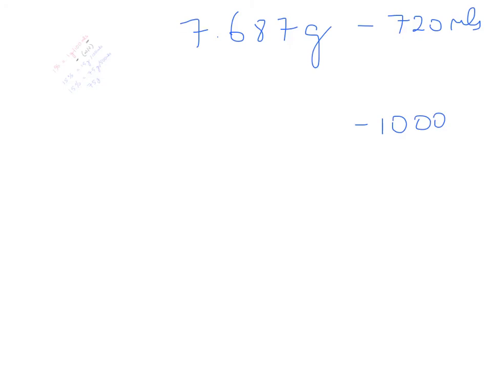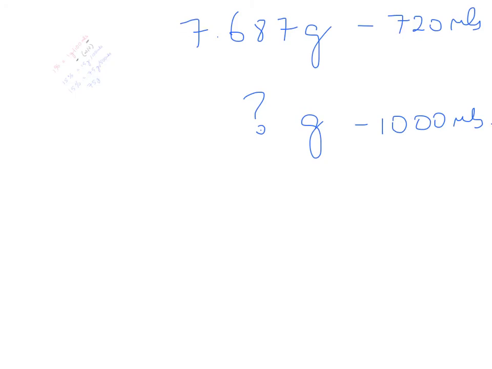So question 10: a solution was made by dissolving, so I'm going to write it down as I read it, 7.687 grams of substance X, and that's put into 720 mils. So that's this amount of substance X dissolved in 720 mils. And it asks you to calculate the amount of X in grams per litre. So if you know that this is the amount of salt in 720, well, we already know that a litre is 1,000 mils. So how many grams in 1,000 mils? That's the question.